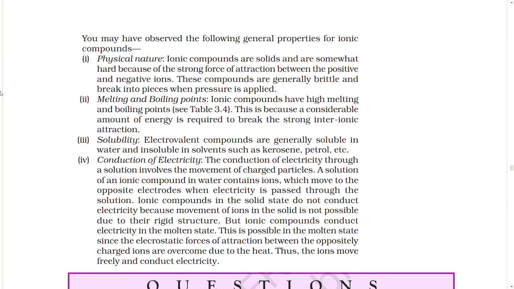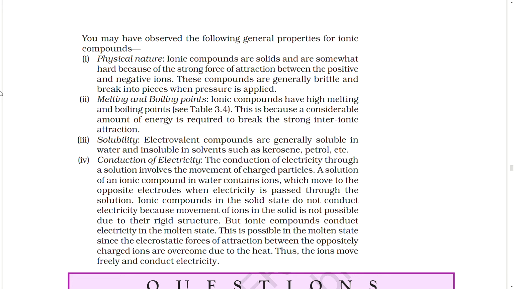You may have observed the following general properties for ionic compounds. 1. Physical nature. Ionic compounds are solids and are somewhat hard because of the strong force of attraction between the positive and negative ions. These compounds are generally brittle and break into pieces when pressure is applied. 2. Melting and boiling points. Ionic compounds have high melting and boiling points. This is because a considerable amount of energy is required to break the strong inter-ionic attraction.